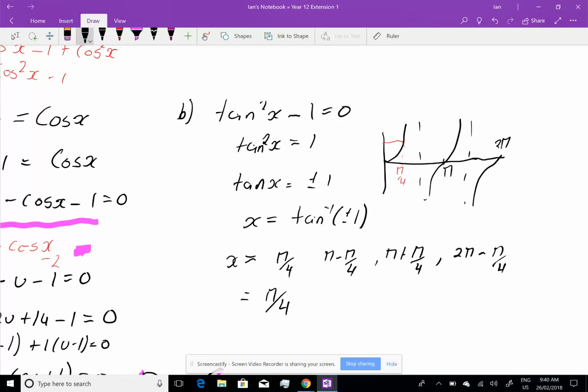Now I can do this really quickly, because that's 4 pi minus 1 pi, so that's 3 pi on 4. This is 1 pi on 4 plus 4 pi on 4, so that's 5 pi on 4. And this is going to be 8 pi on 4, that's what 2 pi is, minus pi on 4, so that's going to be 7 pi on 4. And then my answers to B. Let's have a quick look.